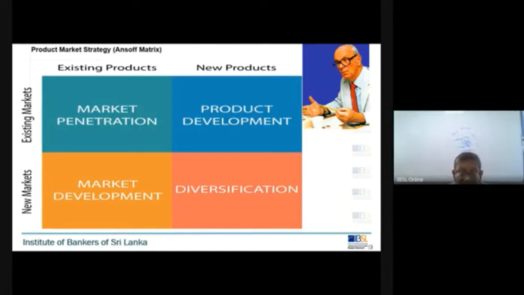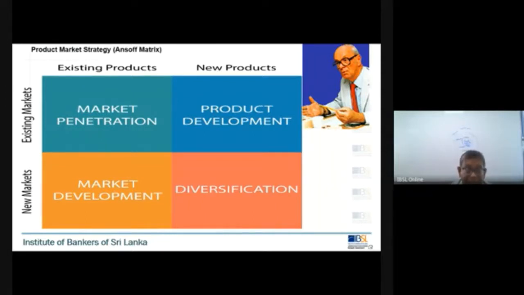The diversification strategy means, now you are in the banking business, and you are going for the insurance business. So you diversify your business. You may go in for other businesses like the stock market and things. You are going into different business areas to improve your business. But remember, diversification is highly risky.